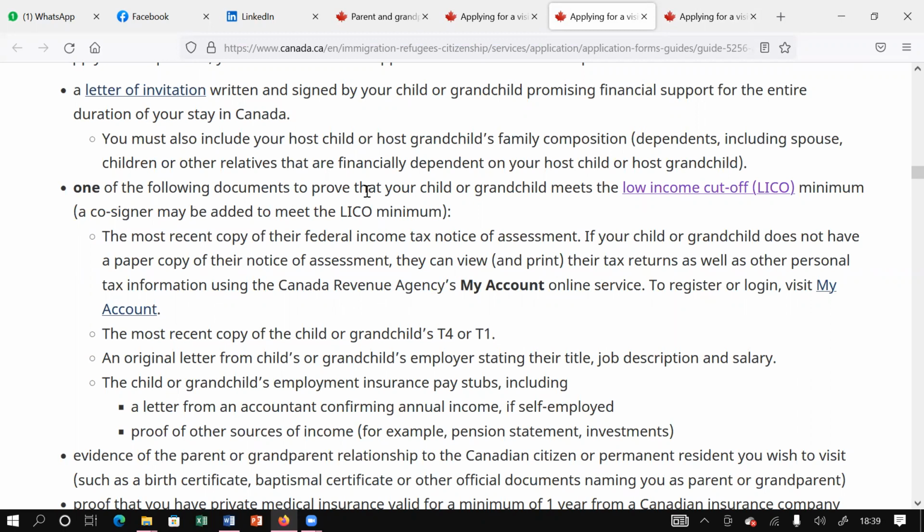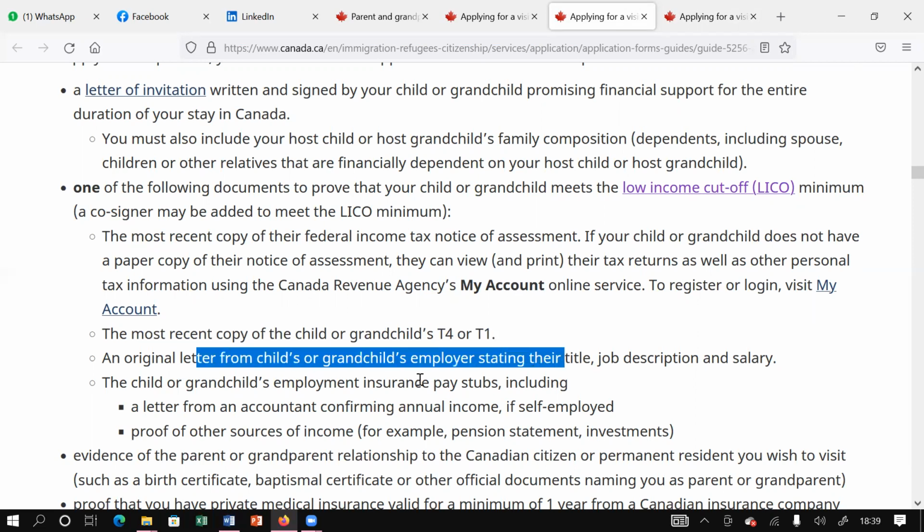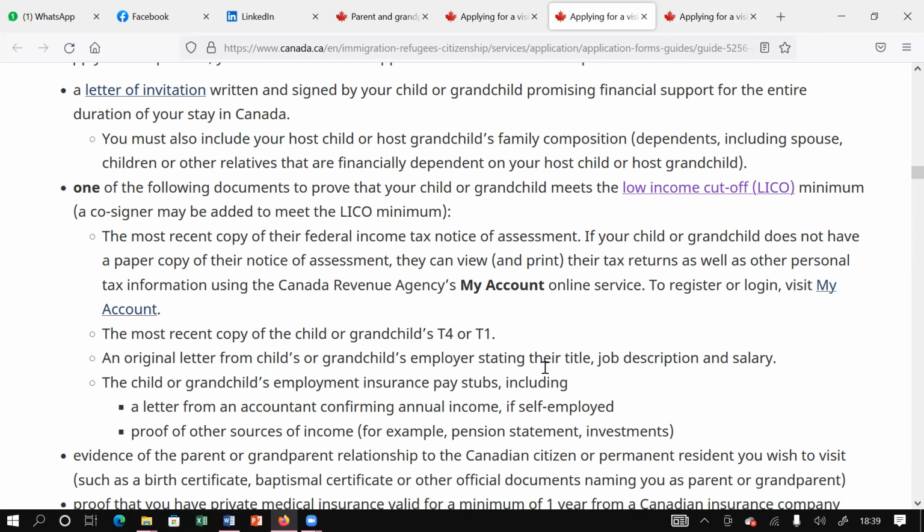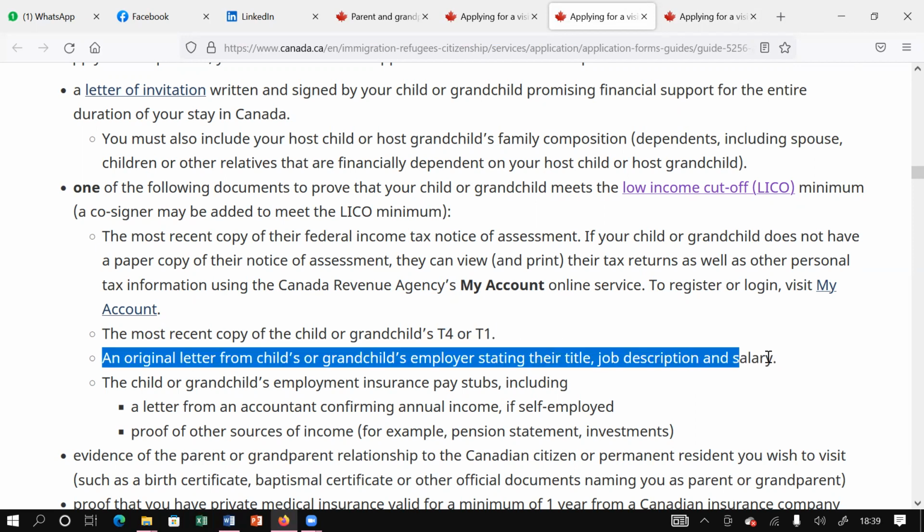So one of the following documents to prove. Any of these 3 documents would be enough. The most recent copy of income tax, most recent copy of their T4 or T1, an original letter from their employer. This will also work. So a letter from an employer stating their title, job description, salary. I think this one would be easier because if someone is going to Canada in June, then they have to wait for 1 year for their super visa. So this one would be the better option.